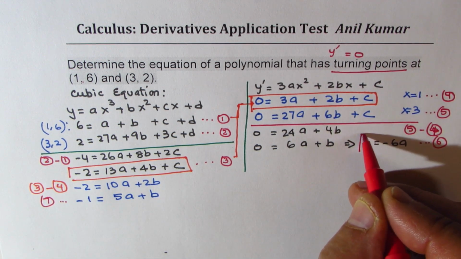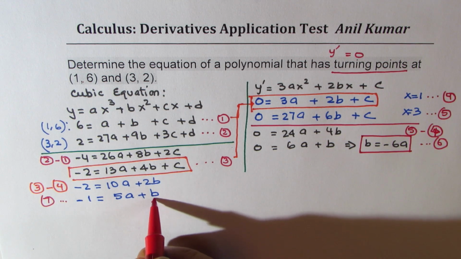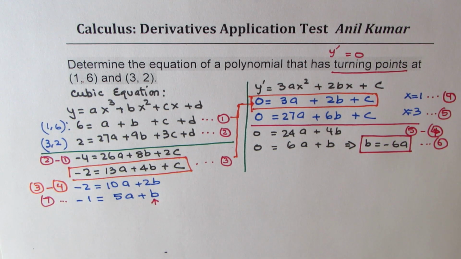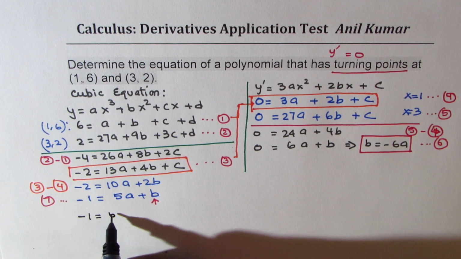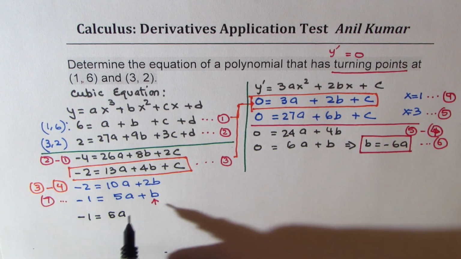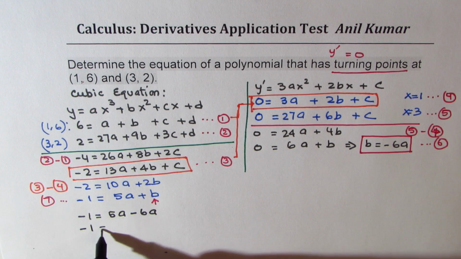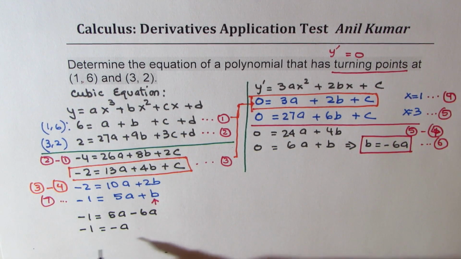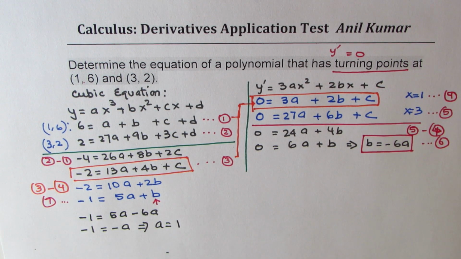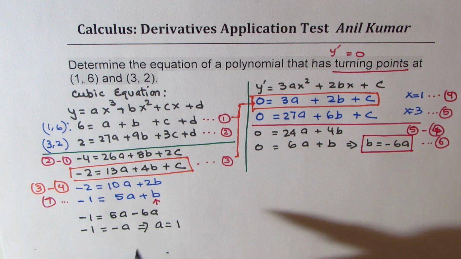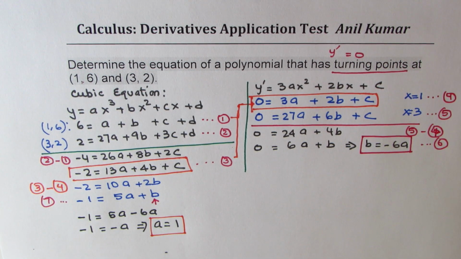So we know what b is. B is minus 6a. We'll substitute this value of b here in equation 7. Right. So what we get is minus 1 equals 5a, and b is minus 6a, so we'll write minus 6a. That gives us minus 1 equals minus a, and that means the value of a is 1. Correct. So now we have one of the coefficients. The leading coefficient a is 1 for us.